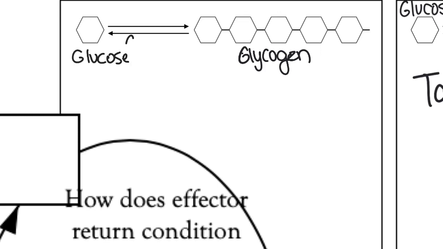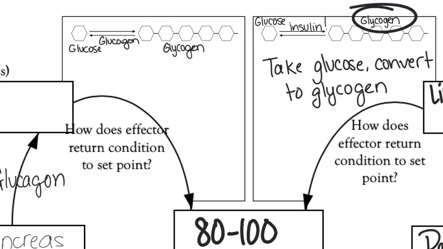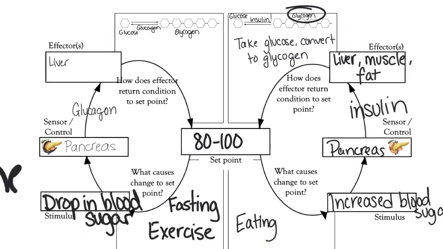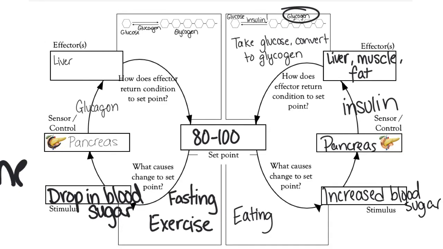So glucagon is that signal. Glucagon is the hormone that's telling the liver to convert glycogen back into glucose. The result is that now the liver cells have an increased amount of glucose in them, and that can then diffuse out via facilitated diffusion back into the blood and raise your blood glucose levels back to normal.